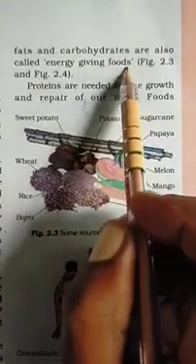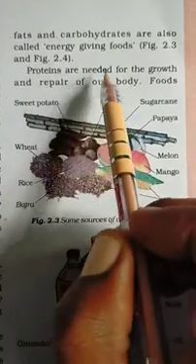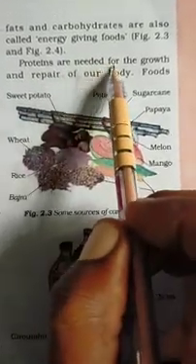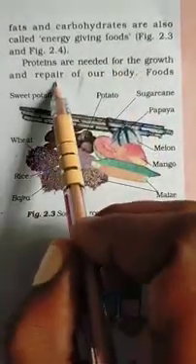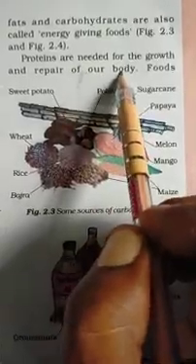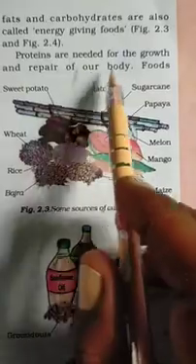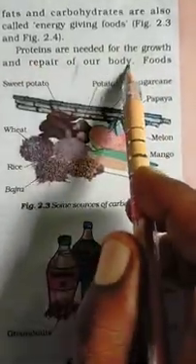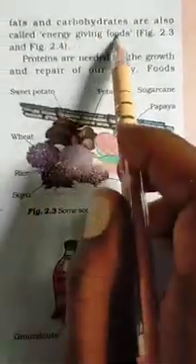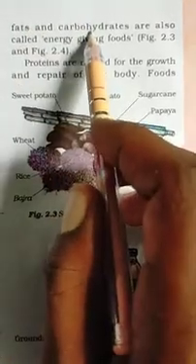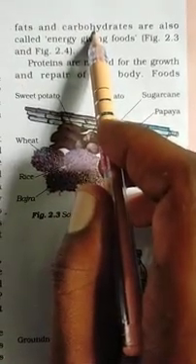Proteins are needed for the growth and repair of our body. Protein is very important. Its work is growth and repair of our body. Energy giving foods mean fats and carbohydrate foods.